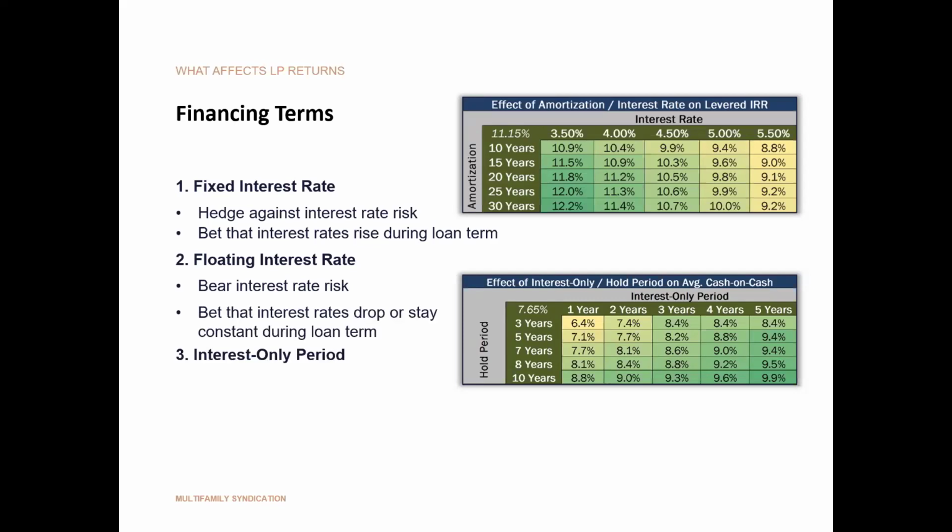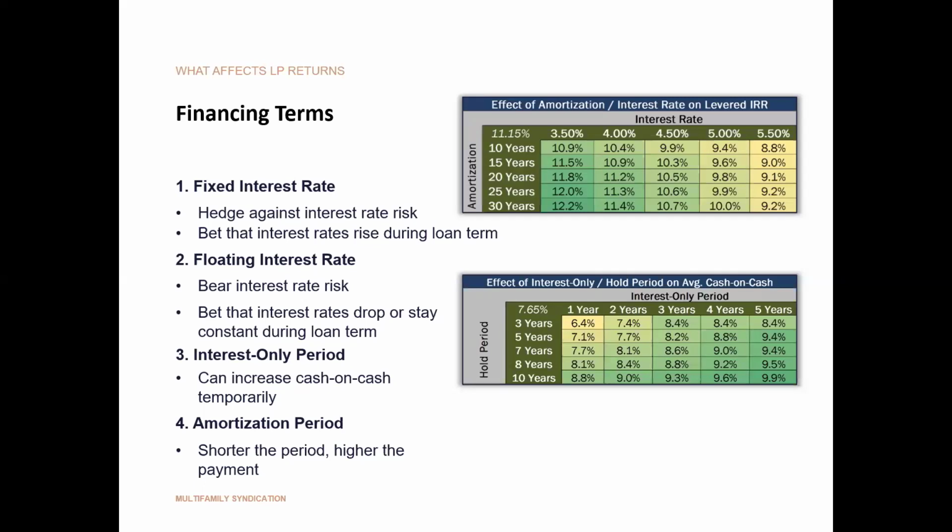Interest only period is something that you'll see a lot on projects. And this is something that can really amplify your cash on cash returns temporarily because you're not paying down that principal. But you want to pay attention to when that interest only period is and when that's going to start to impact your cash on cash. It could be a long-term interest only period loan. But if you're planning to sell your property before that interest only period is up, you want to look at that and have a firm understanding of what that's going to do to your returns once you have to start paying down your principal. And the amortization period, so the shorter the period, the higher the payment. Pretty simple there.